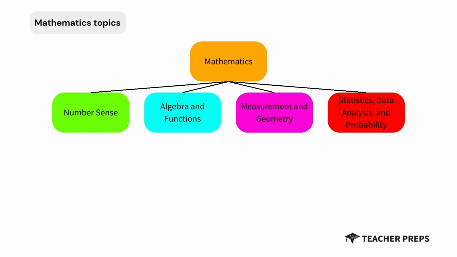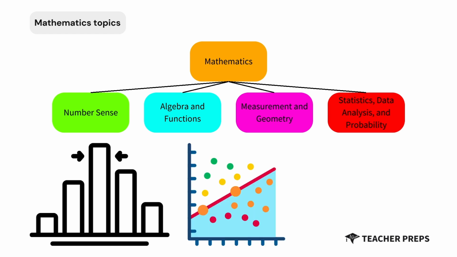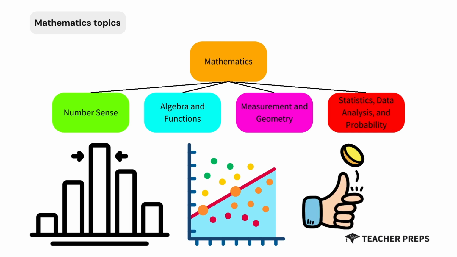Then we move on to Domain 4, which is all about statistics, data analysis, and probability. Here you'll be asked to demonstrate your understanding and ability for calculating data, such as finding the mean, median, mode, and range, and also using scatter plots and frequency tables. And then lastly, you'll be asked to find probabilities of real-life events.